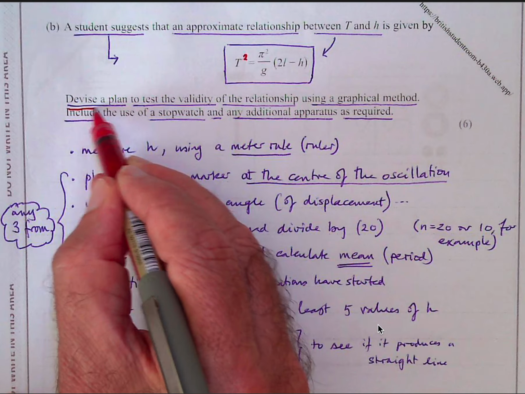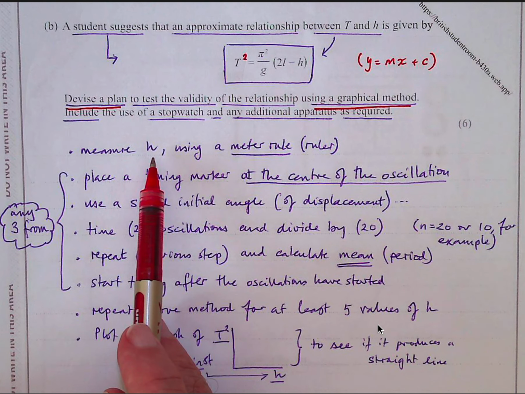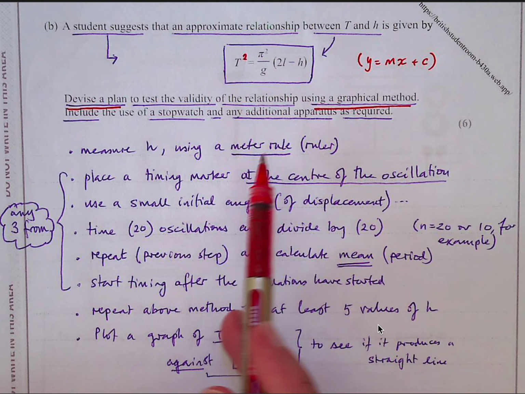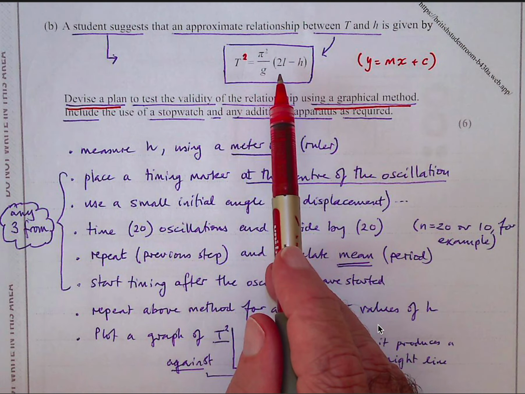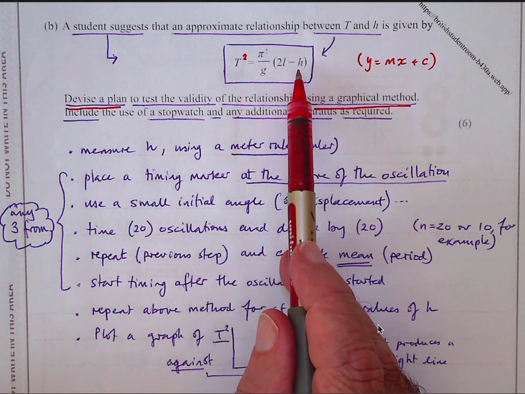Basically they want you to use your knowledge that you want to get a y equals mx plus c format to this. So the first thing is you have to measure h each time using a meter rule. The variables: presumably we're going to keep L constant. You're going to change h, so you can keep L as 1 meter.